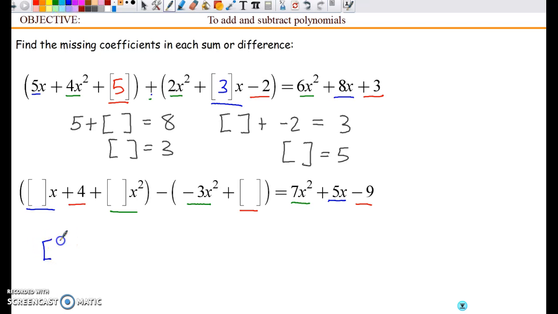So blank minus, then there's no x's in here, has to equal, so I'm going to say minus nothing, has to equal the 5x over here. So this has to be 5, because there's no x's in here.